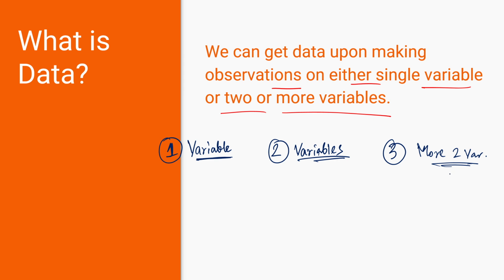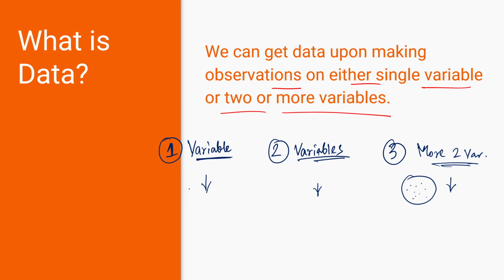So if we are taking more than two variables or more than two characteristics and interested in extracting the information of individual objects present in that population, that is another type of data. So data is representing the number of characteristics or variables whose information we want to extract. If we are having only a single variable, there should be a name for it.